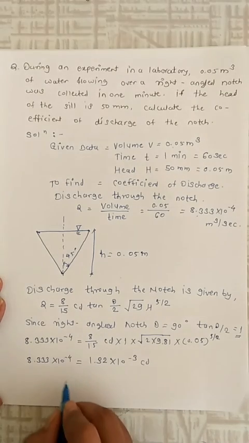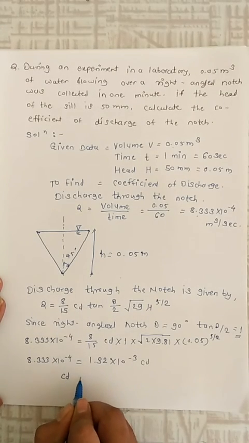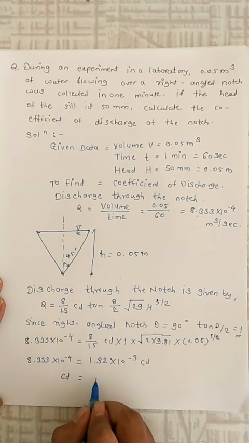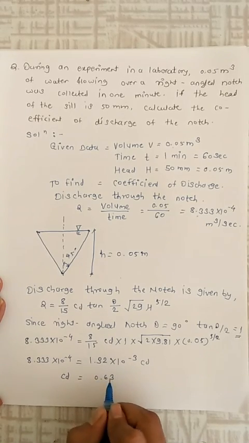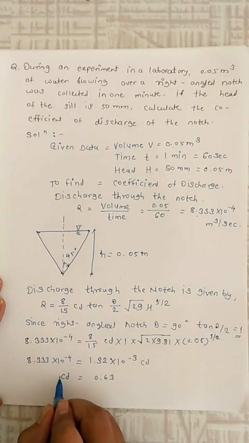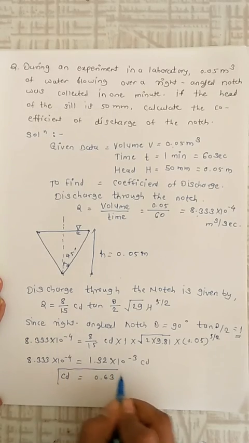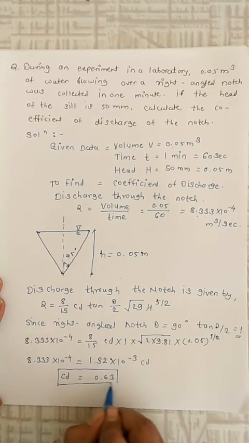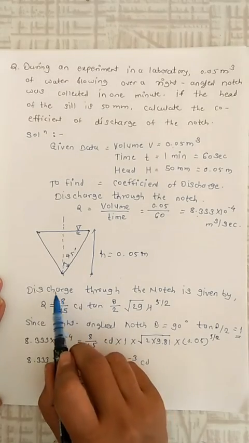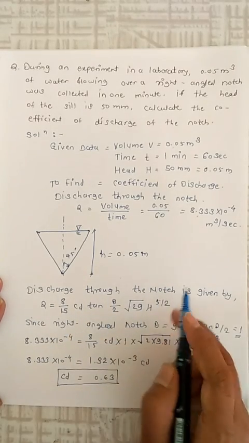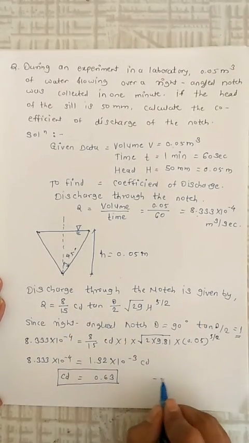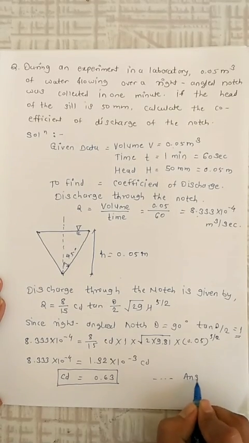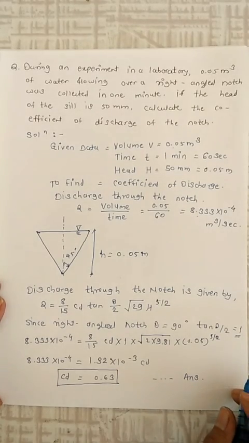From this we calculate CD is equal to 0.63. This is our final answer, the coefficient of discharge of the notch. Thank you.